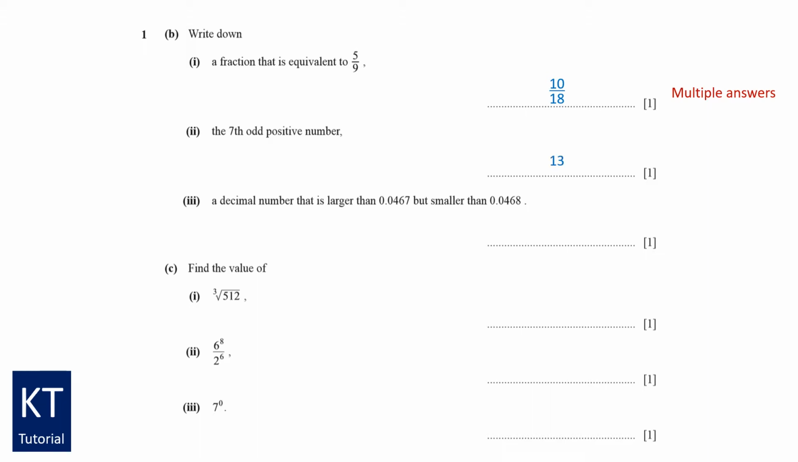This is 13. Next, write down a decimal number that is larger than 0.0467 but smaller than 0.0468. Again, there are many answers here. 0.04671 is an example. Next, find the value of the stated expression. The required value is 8.